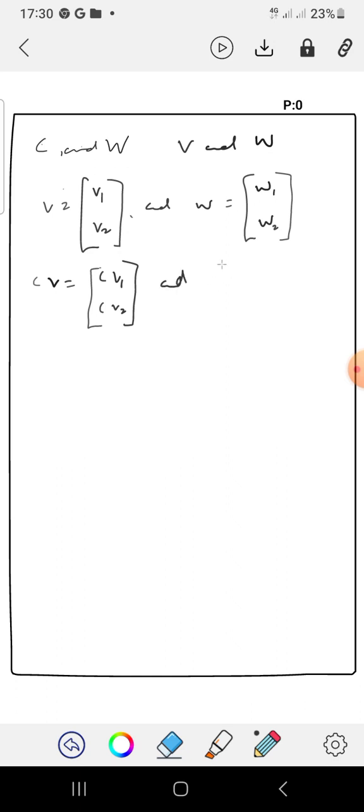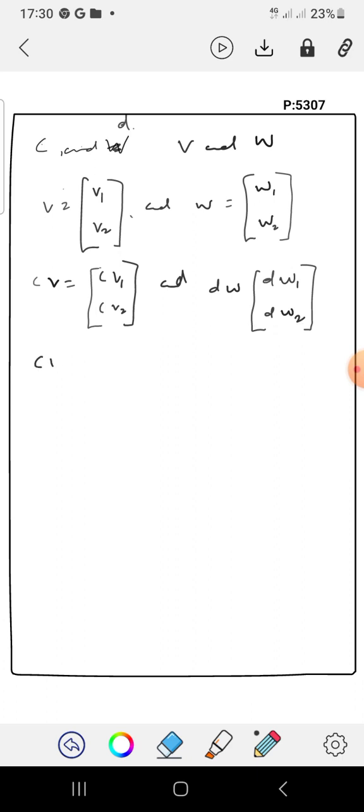Oh, okay, sorry. This is not omega. Let's call this one D. All right, so D omega will give us D omega 1, D omega 2. So as it is, we have two different vectors, so we can add them.